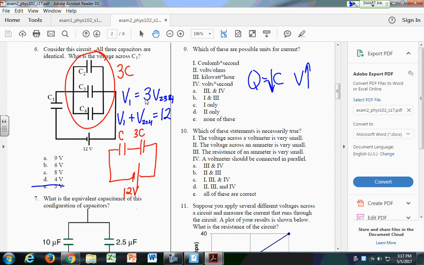So the only numbers that fill this requirement, I mean, you can solve the system here, but the numbers will be fairly straightforward for you. Think about what number plus 3 times itself is equal to 12.